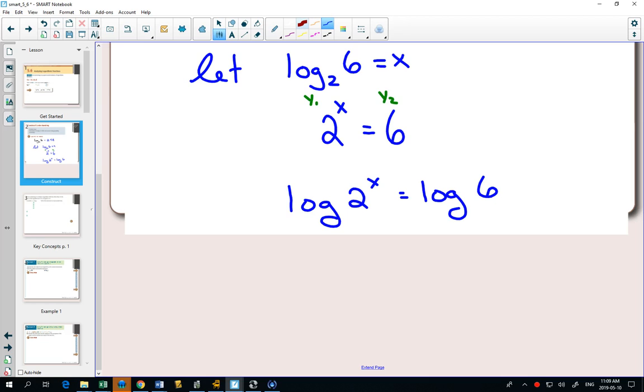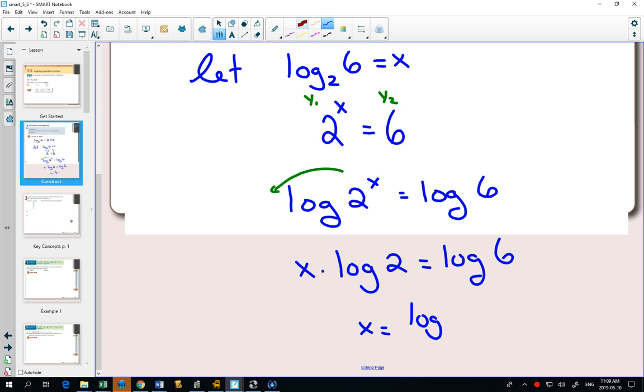But now we can use our log laws, and I have a log law for exponents. What could I do with an exponent? I could bring it out in front and multiply. So part of our skills in learning how to expand was all leading towards questions like this, because now I can bring that x out in front, and I have x times log of 2 equals log of 6. And if I wanted to get x by itself, I would just have to divide by log of 2.